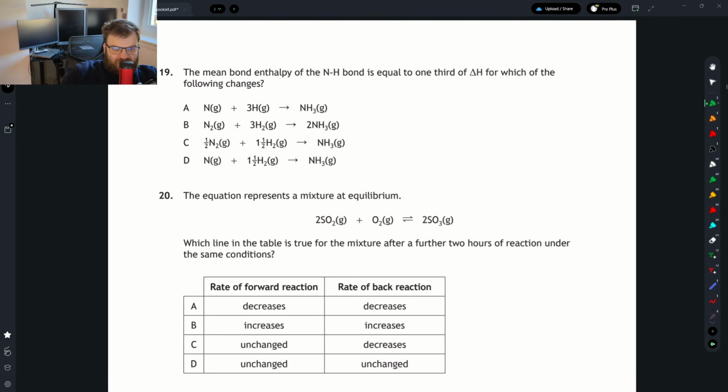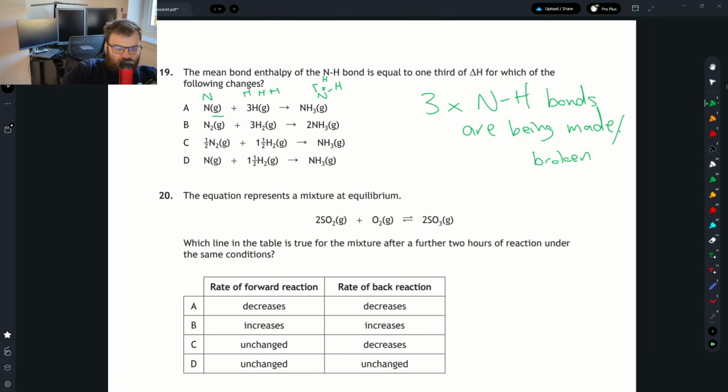This one, the mean bond enthalpy of nitrogen to hydrogen bond is equal to a third of the delta H for which of the following changes? If that's equal to a third of the overall enthalpy change, that's suggesting that we're having 3 NH bonds being made. So the only change that's happening is we are creating or breaking 3 NH bonds. If you look at the first one, we've got nitrogen by itself. We've got 3 separated hydrogen atoms, and then we're forming our ammonia. The only thing that's changing is we're joining each of the hydrogens to the nitrogen. That feels like it's going to be our answer because we've got 3 NH groups going on there.